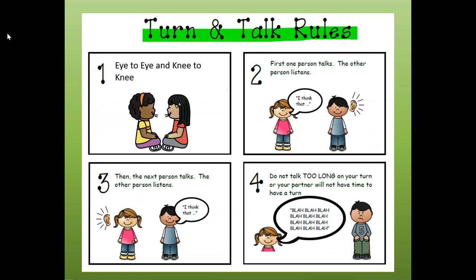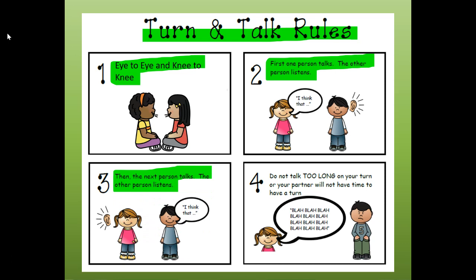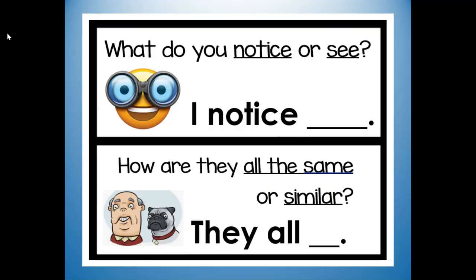Turn and talk rules. So if you have a partner at home, you are eye to eye and knee to knee, mostly facing the speaker. Number 2, first one person talks, the other person listens. 3, then the next person talks, the other person listens. 4, don't talk too long on your turn, or your partner will not have time to have a turn.